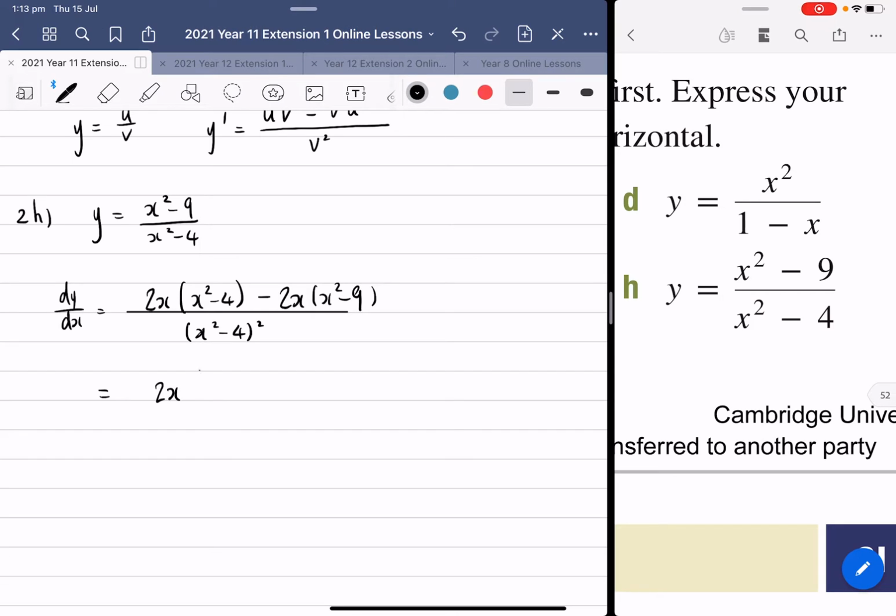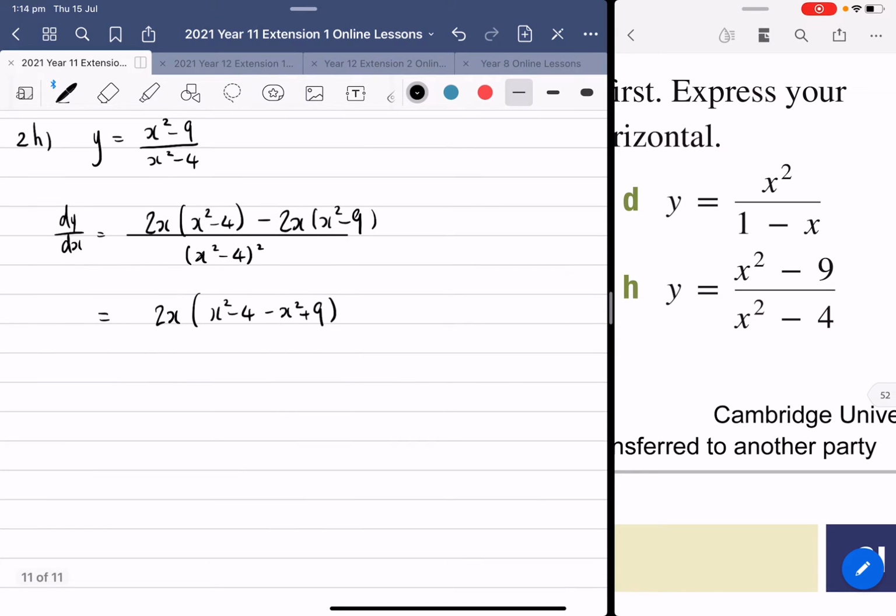Okay, now we need to factorize. So take the 2x outside. That becomes x squared minus 4 minus x squared plus 9. So it's a pretty easy question. So that becomes over x squared minus 4 all squared. All right, at the end, after you simplify it, that gives you 2x times by 5 over x squared minus 4 all squared.